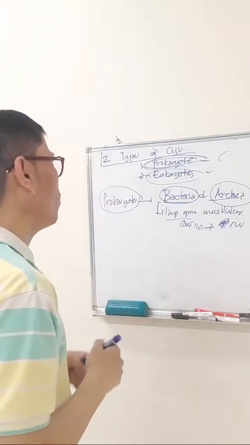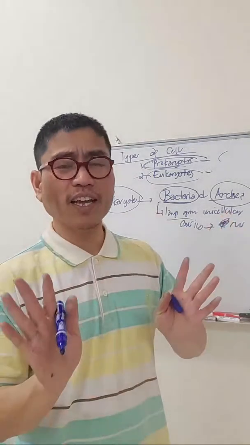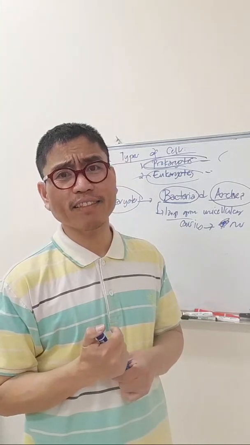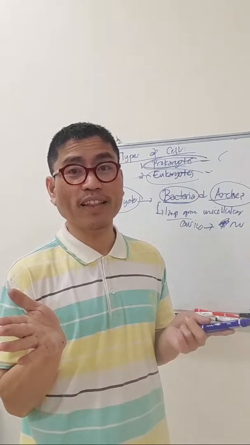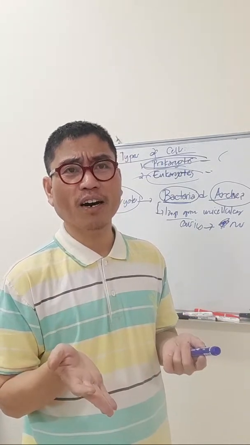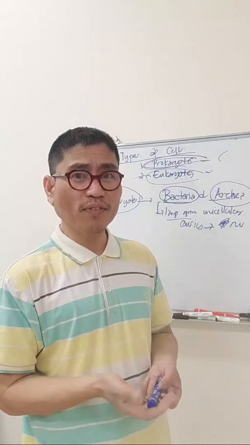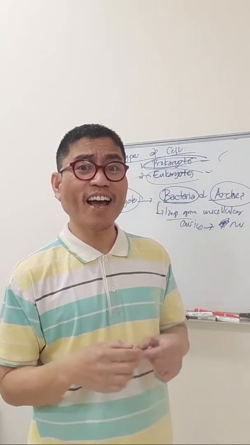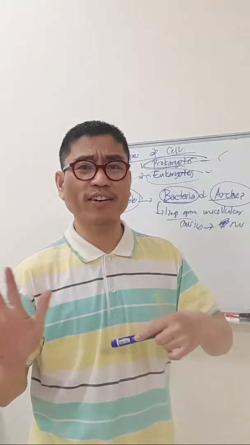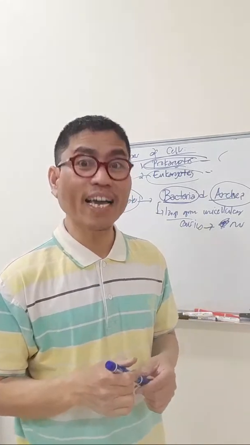Now we need to deal with the in-between before going to the eukaryotes. Neither prokaryote nor eukaryote. What is that? This is very important, and the whole world is concerned with this. What kind of living microorganism is neither a prokaryotic cell nor a eukaryotic cell, but in between? So this is virus.